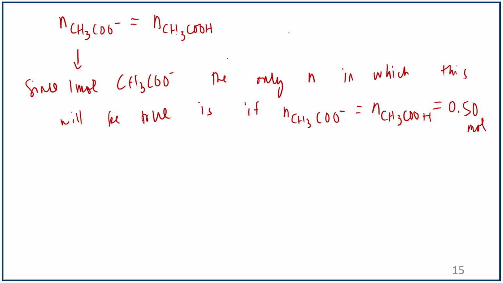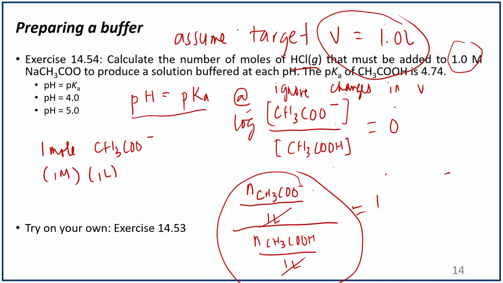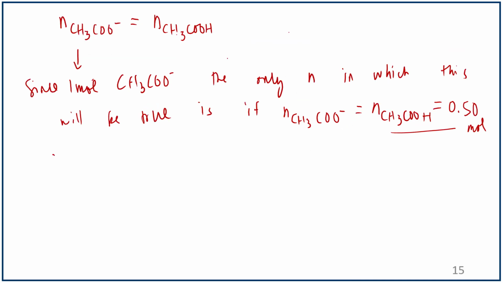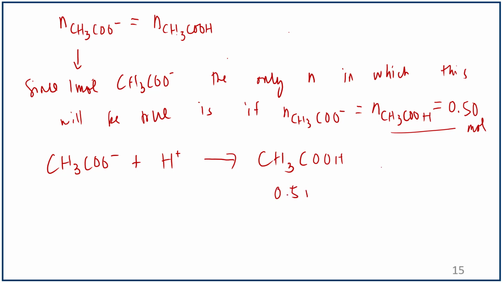Now, in order to produce 0.5 moles of acetic acid, we have established before that when acetate ions react with protons from HCl, it will produce acetic acid in a 1-to-1 fashion. So if we needed 0.5 moles of acetic acid with 0.5 moles of sodium acetate, then we have to produce this much acetic acid from 0.5 moles of hydrogen chloride.